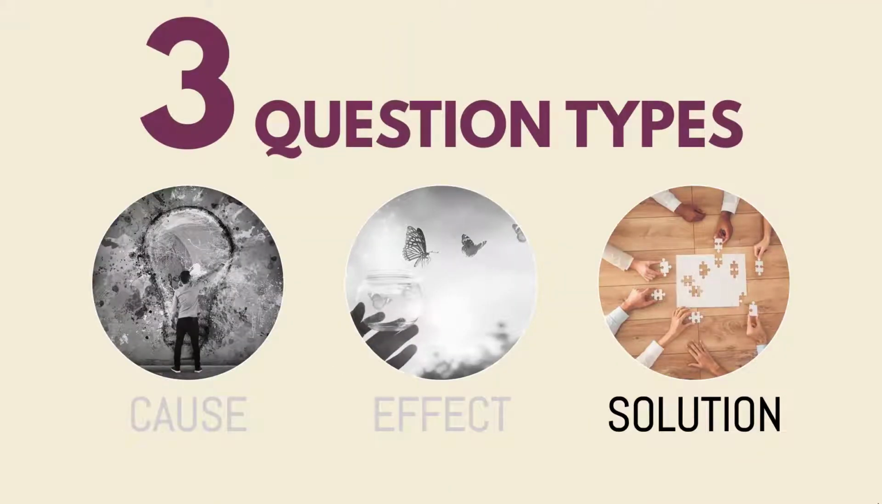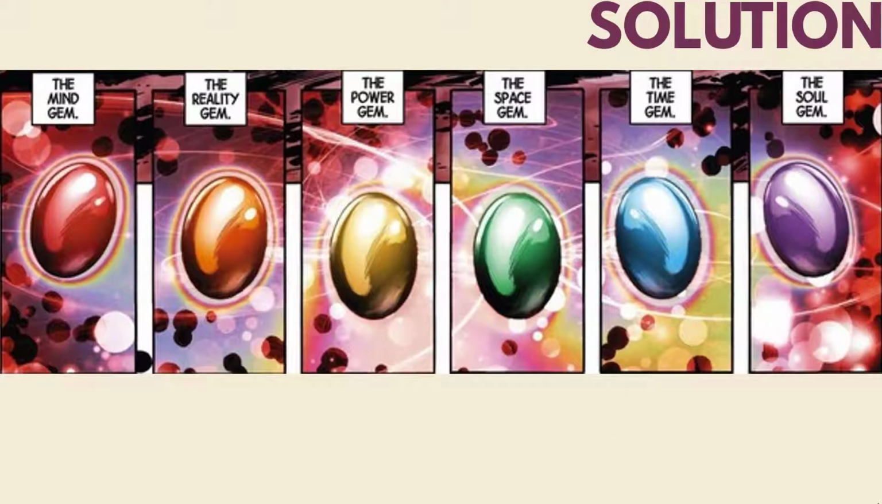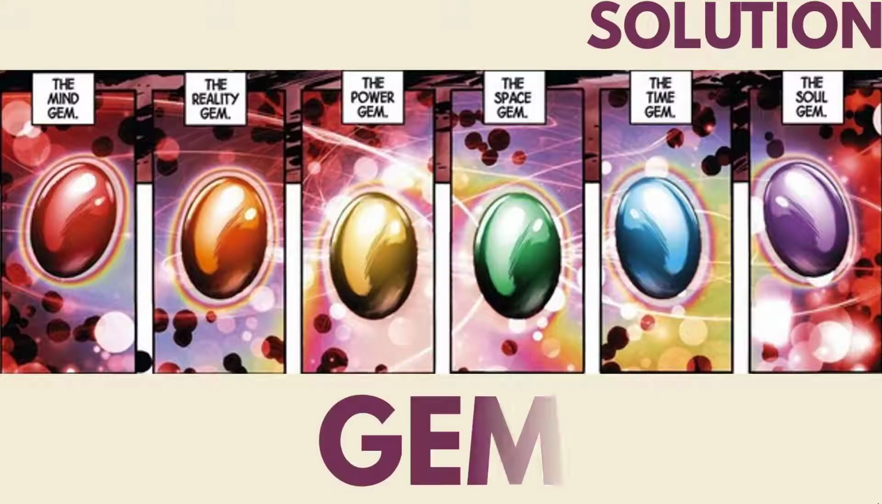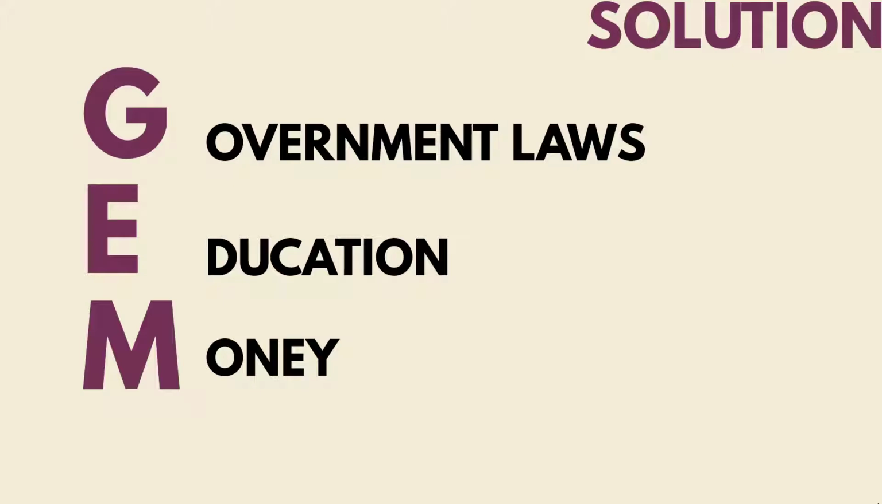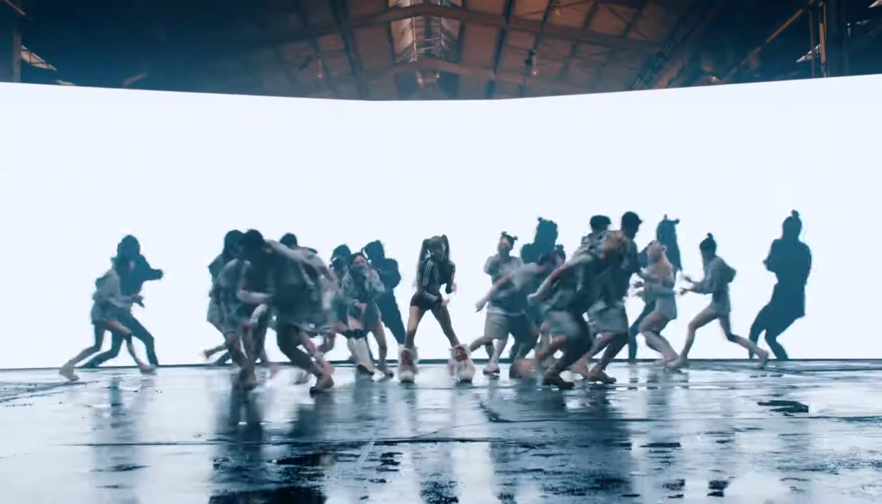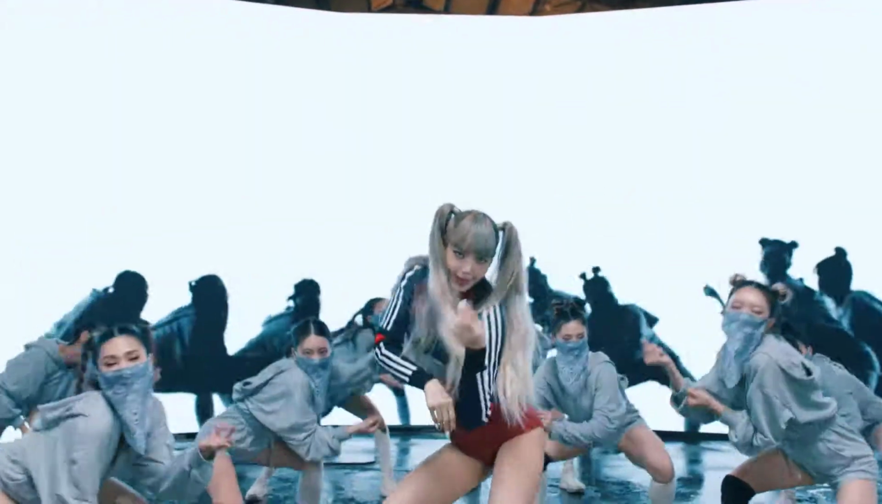Last but not least, we come to the solution. We are not talking about what kind of water solution. We are talking about GEM. Yes, we have the mind, reality, power, space, time, and soul gem. It actually represents 3 words. It represents the government laws, it represents education, and last but not least, represents money.